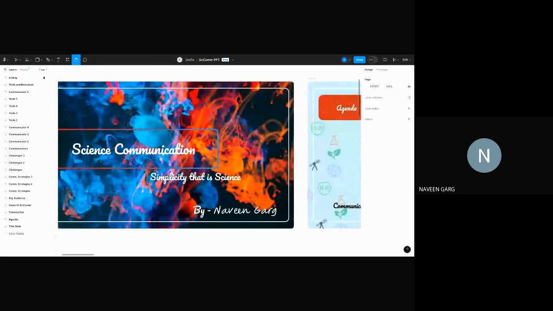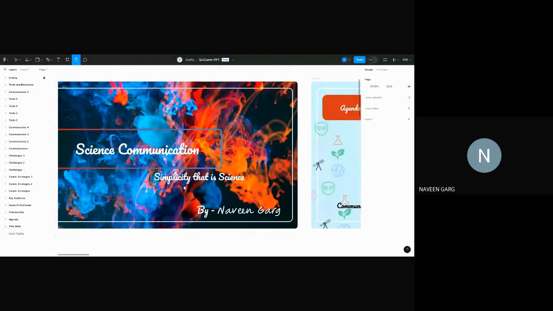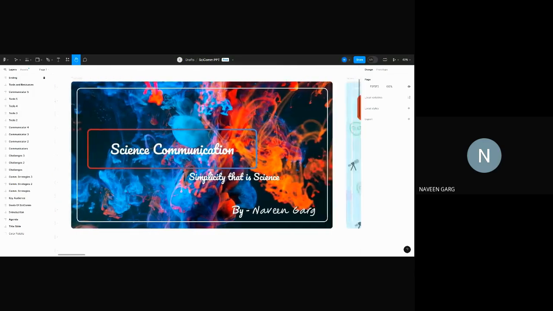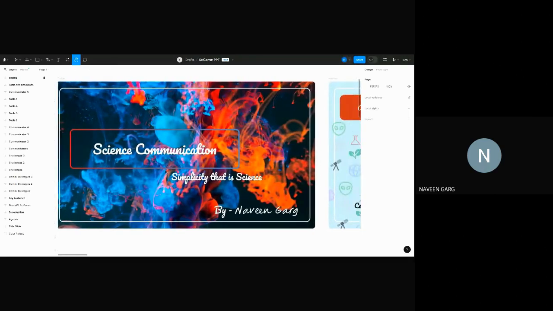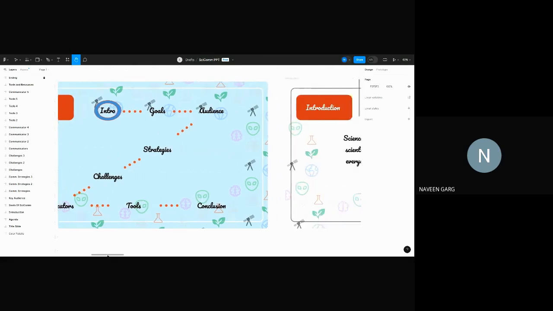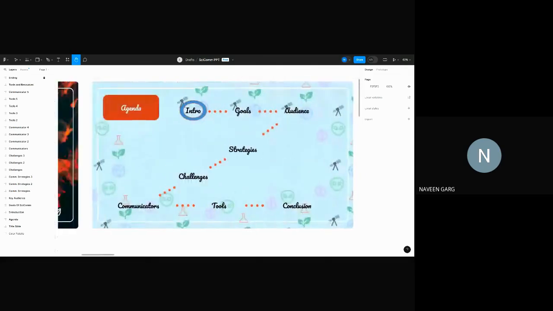In the shortest words, science communication is simply a way of conveying science that is so simple. Simple in the sense that it makes the complex topic simple to the public listening to it. So, first go through the agenda. This is the path we will take in the slides, from intro to goals to audience to strategies and finally to the conclusion.